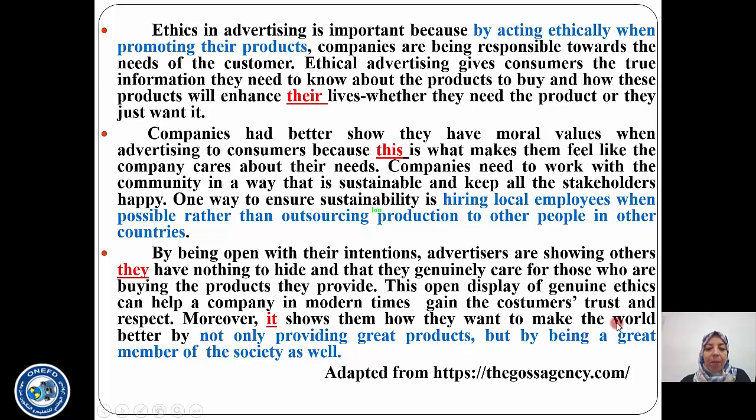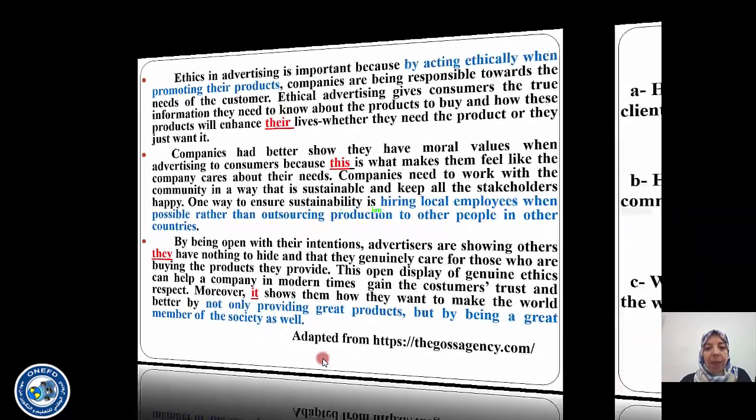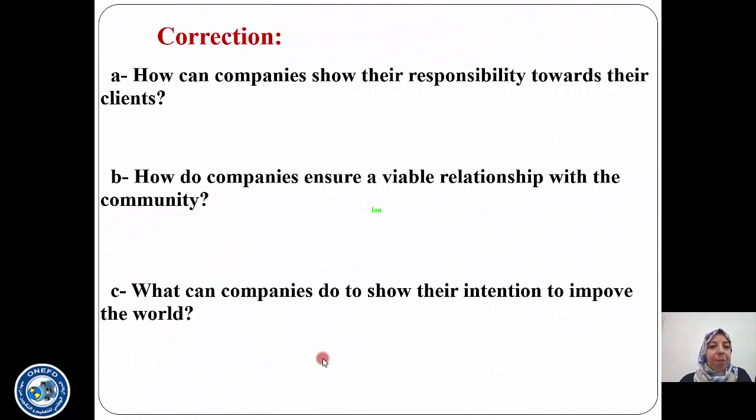improve the world, to show that they want to improve the world? It's in the last paragraph. So to show them that they want to make the world better, this is to improve the world. How? By not only providing great products, but by being a great member of the society as well. Okay, so these are the answers. Let's see them all together here.